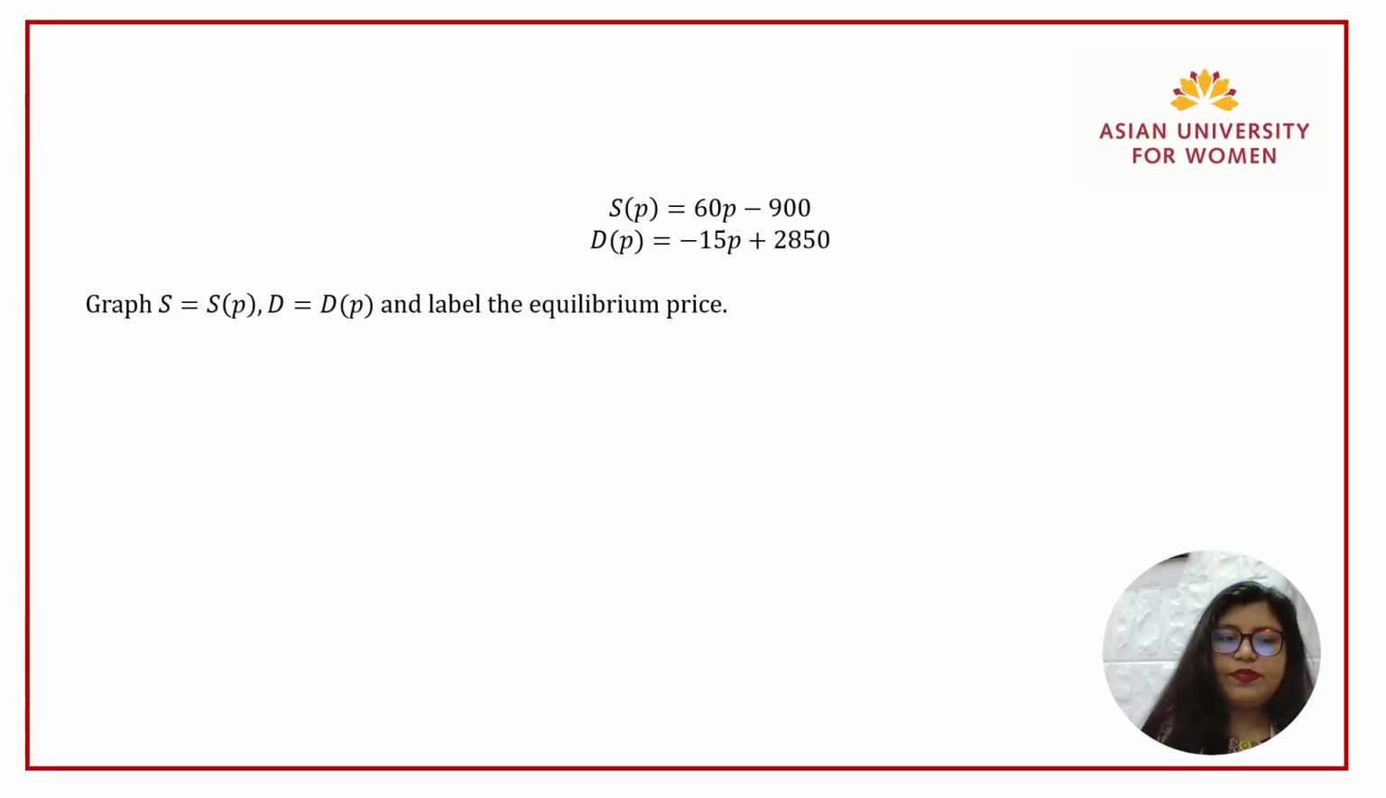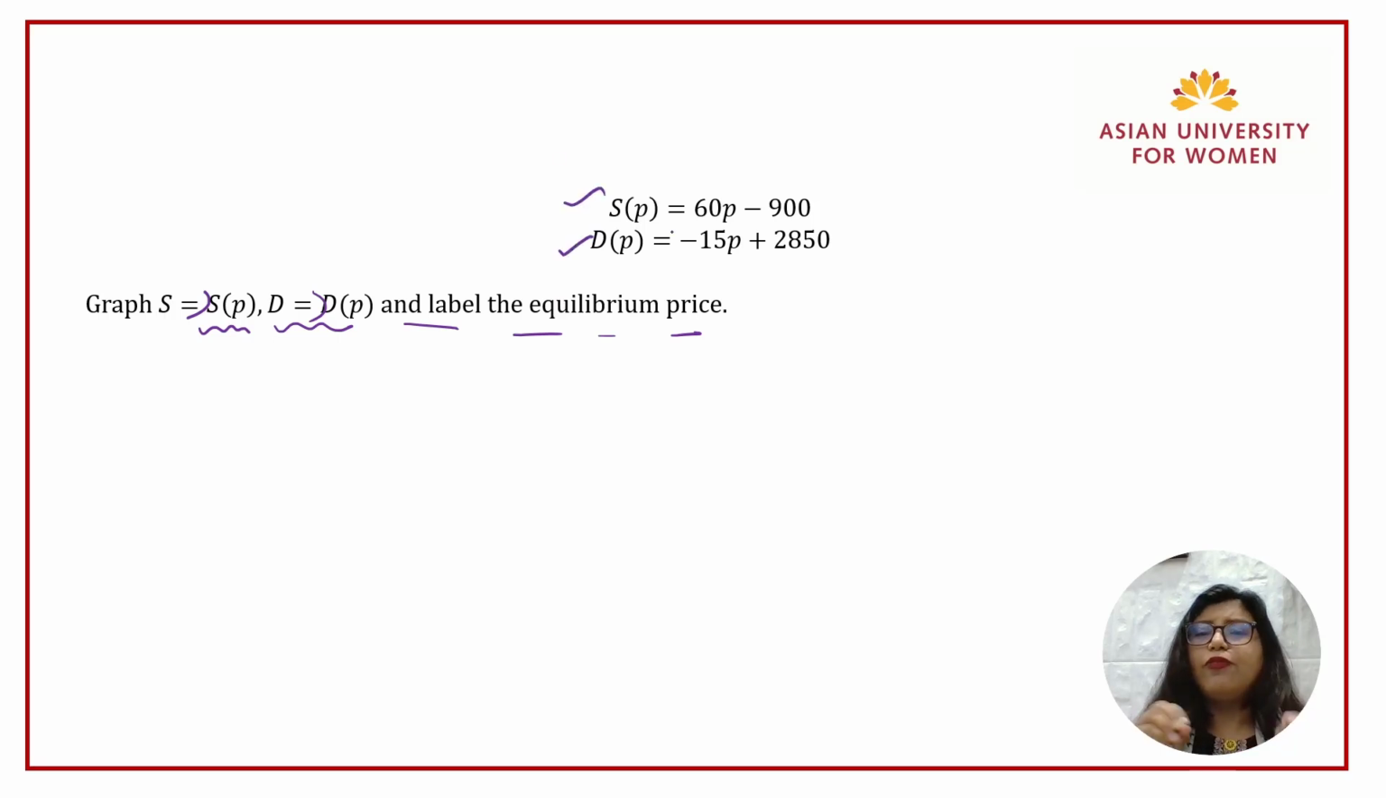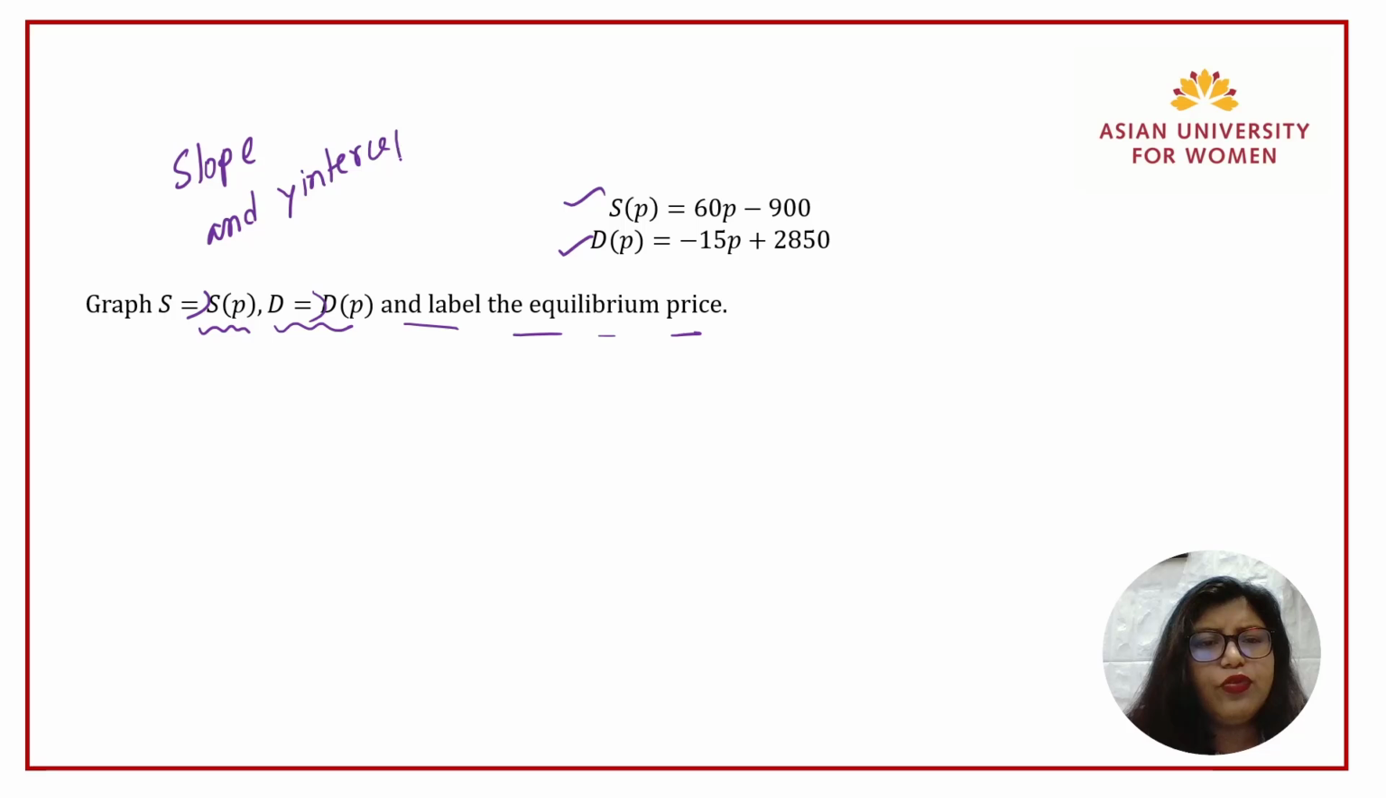So next, this is the next requirement, that you have to graph the supply function and demand function and label the equilibrium price. So we have to graph this one and this one, and you know how to draw a graph, right? That is easy for you. You have learned how to draw a graph from slope and y-intercept. Now this is the time for you to apply it.